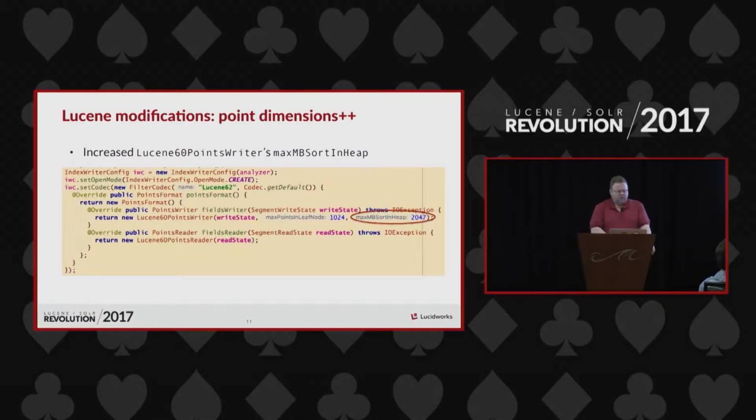And this other change is not exactly a change so much as it is swapping out the default codec for a points format codec that increases the in-heap sort memory that's used. The default's quite a bit smaller than that. That's the maximum, 2 gigs.